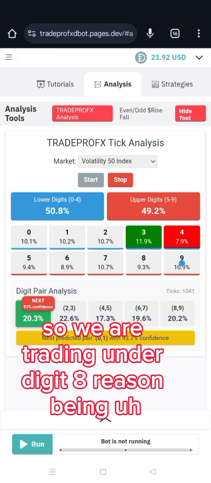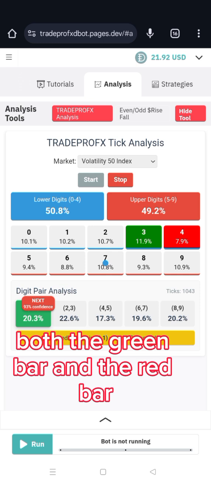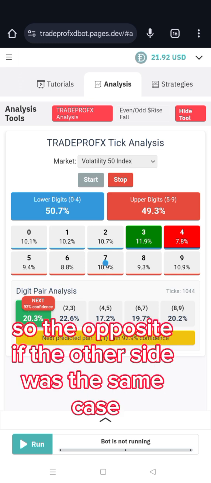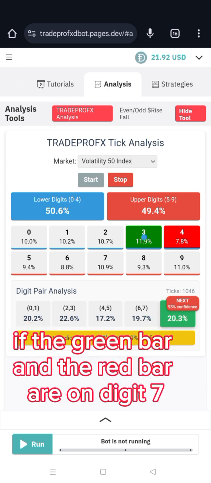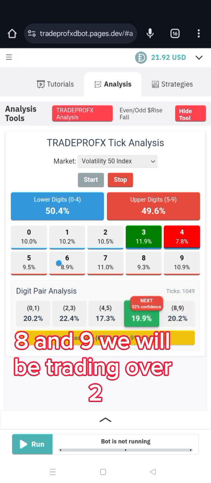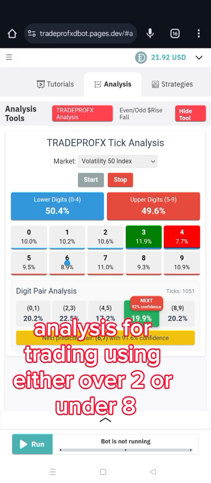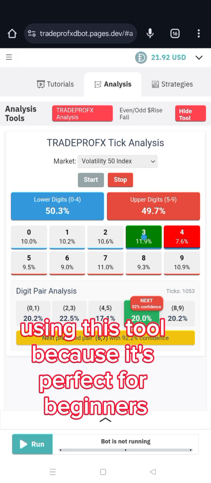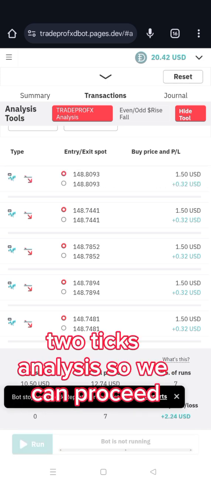Reason being, we can see the upper part is what is holding both the green bar and the red bar. So the opposite, if the green bar and the red bar are on digits 7, 8 and 9, we will be trading over 2. That is the best analysis for trading using either over 2 or under 8 using this tool, because it's perfect for beginners. So this is what you do, and use two ticks analysis.